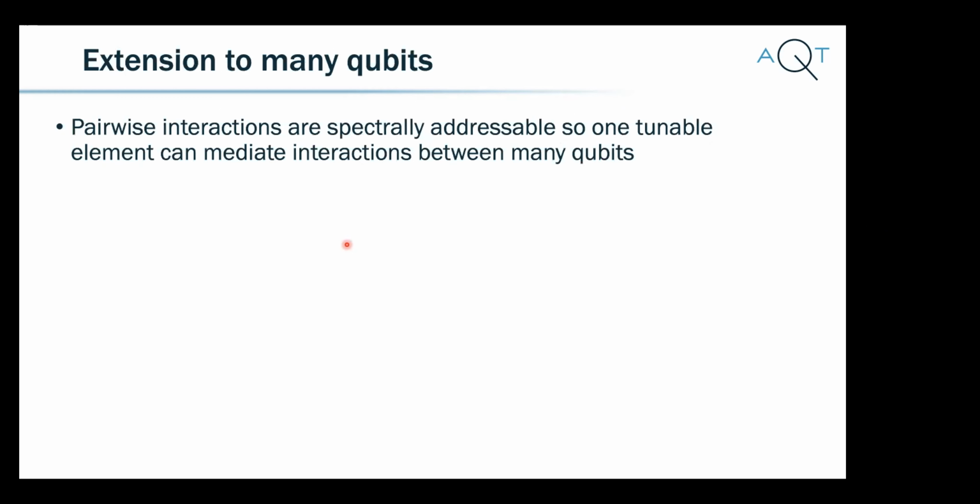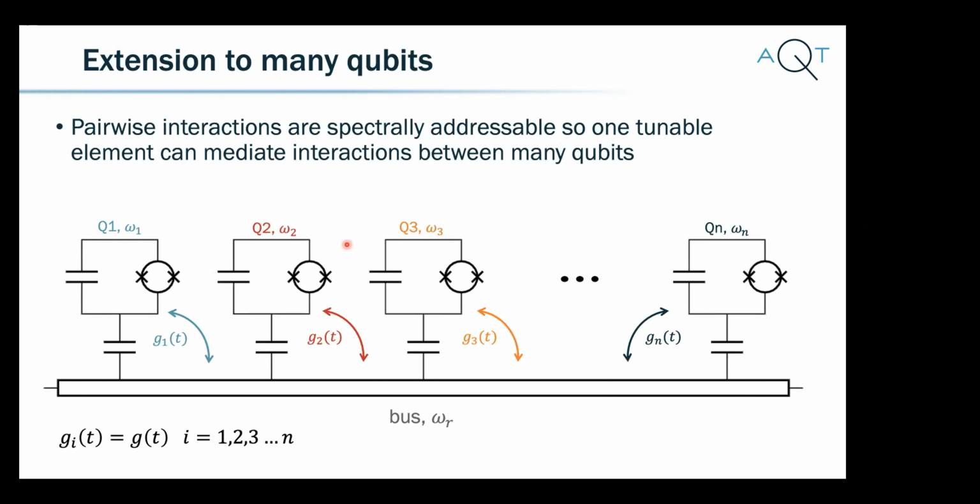As you will see, that's if you have n transmon qubits coupled to one linear resonator and you have one tuning element such that it enables you to tune the coupling of all the red qubits to this bus resonator in the same way, then if you modulate the coupling at a certain frequency, you can actually address the desired qubit transitions you want like before.